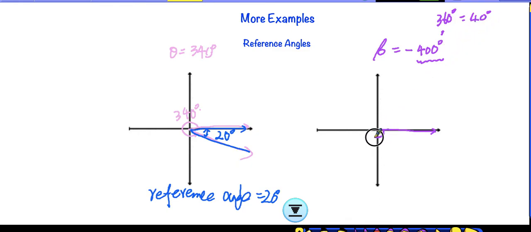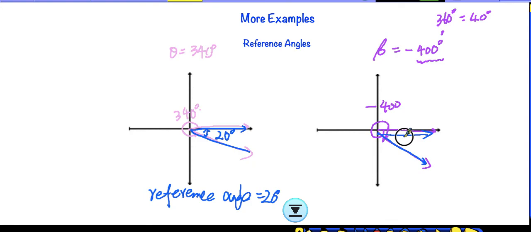So let's draw one full rotation, 360 and more, 40 degrees. Then I need to draw here. So this is negative 400 degrees. Again, I need to figure out where is terminal ray and x-axis. They're actually very similar to here, right? So it's going to be this space.